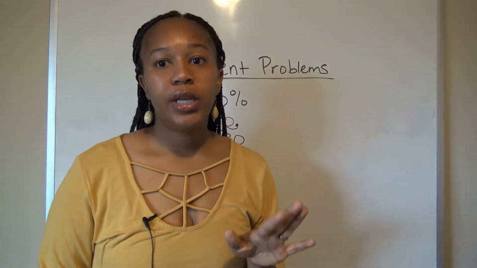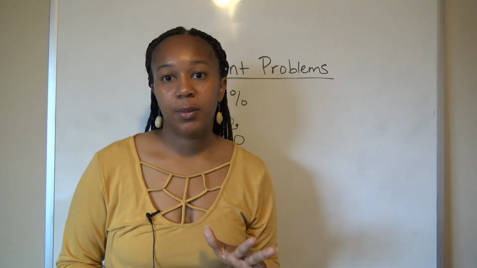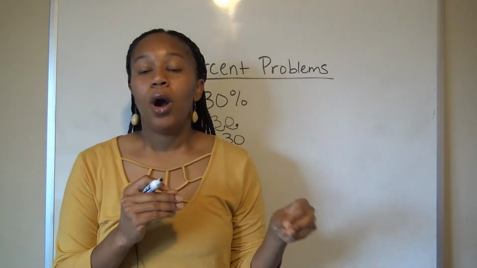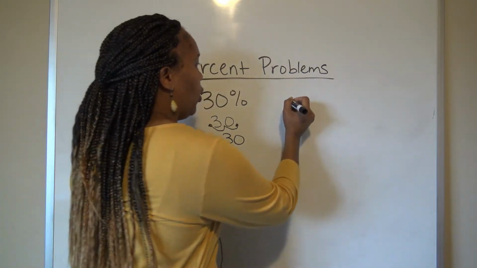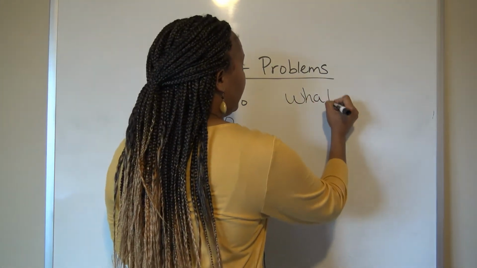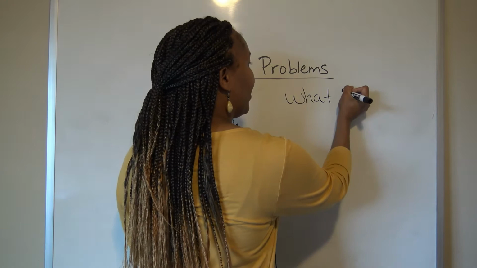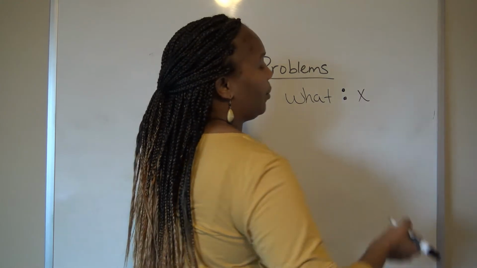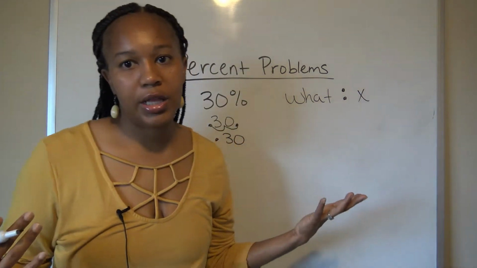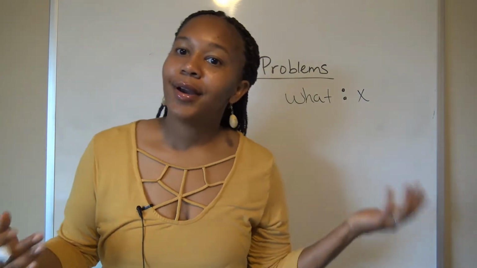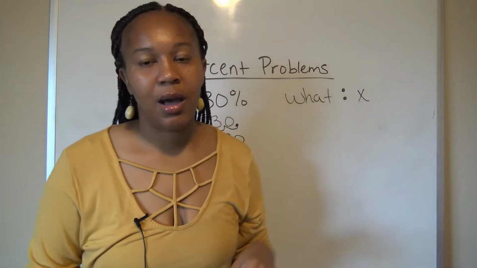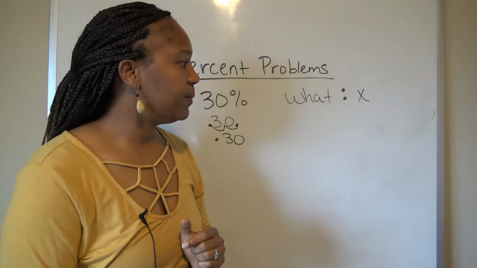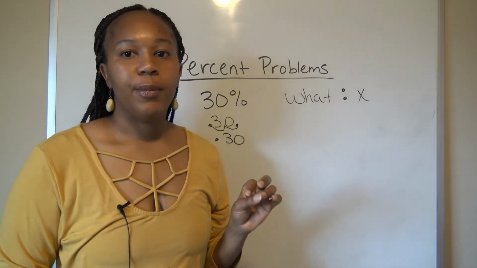Another thing we need to know when dealing with percent problems is keywords and what they translate to. Some keywords include the word what. Anytime you see the word what, that's going to represent your unknown, your variable. I'm going to call it X, but you could call it anything. You could call it Y, M, or T. It doesn't matter, but I'm using X because that's the commonly used variable in algebra. So whenever you see what, that represents X.